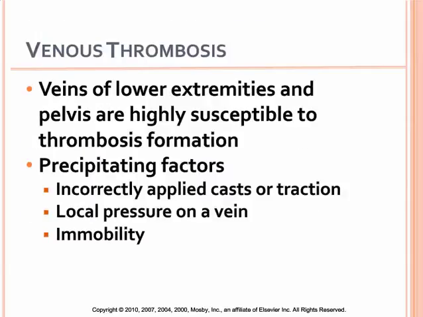Veins of the lower extremities and pelvis are highly susceptible to thrombosis formation, and the precipitating factors would include an incorrectly applied cast or traction, local pressure on a vein, and immobility. And VTE, venous thromboembolism, may also occur after total hip or total knee replacement surgery.